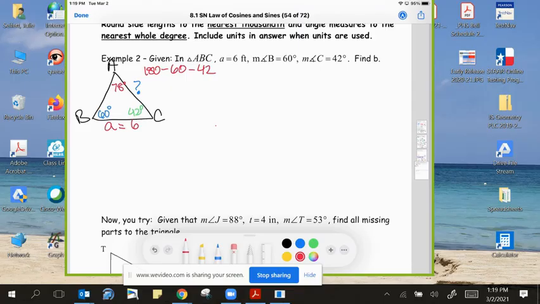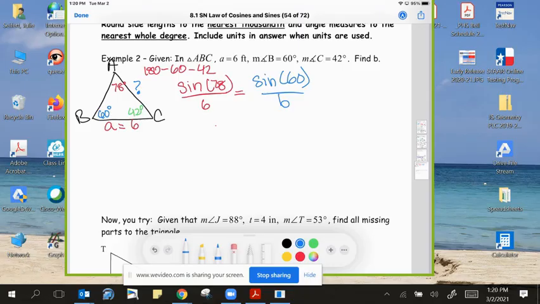Okay, we'll use sine of 78 over 6. If we're looking for little b, we need to use sine of angle B, sine of 60 over side little b. To use law of sines, you need one angle and one side opposite it to be known, to be given to you. Then you can find any of the other parts.